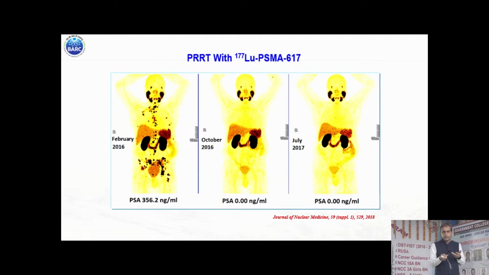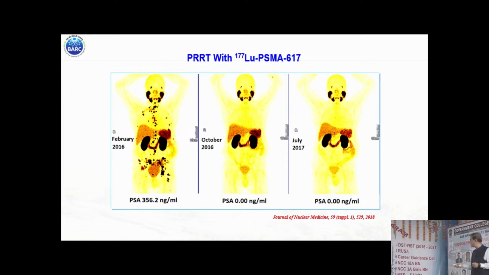It may go up due to infection also, but if it is so high, it basically indicates very advanced prostate cancer. The patient was treated with PSMA, and see, after I think 8 months, in October 2016, you cannot see these extra dots. That means the disease has been completely cured and controlled.